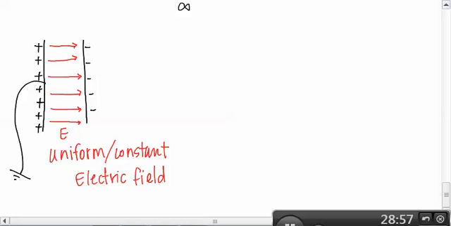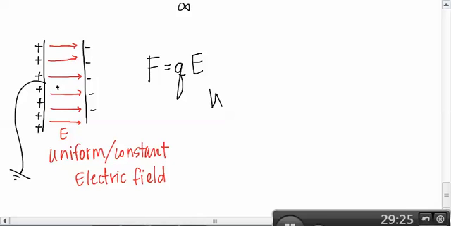I mean, it's the same no matter where you are. So if I were to put a positive charge right here, which way would it go? Towards the negative, which is the definition of my red electric field lines there. And what would the force be? F is equal to, for a charge in an electric field, QE.